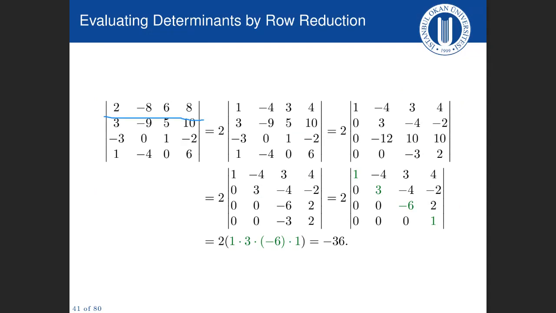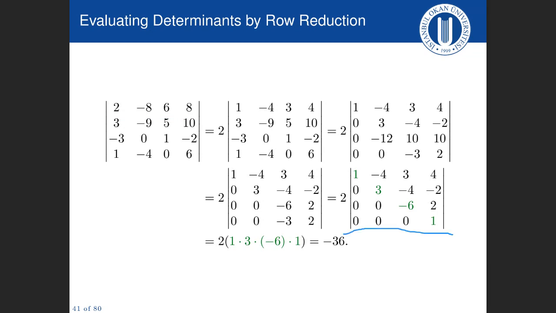The first row is all even numbers. I can take a factor of 2 out, and the first row then becomes 1, minus 4, 3, 4. And then after that, every row operation I'm using is just a multiple of one row added to another row. So after that, the determinant does not change. I'll leave the details for you to check.